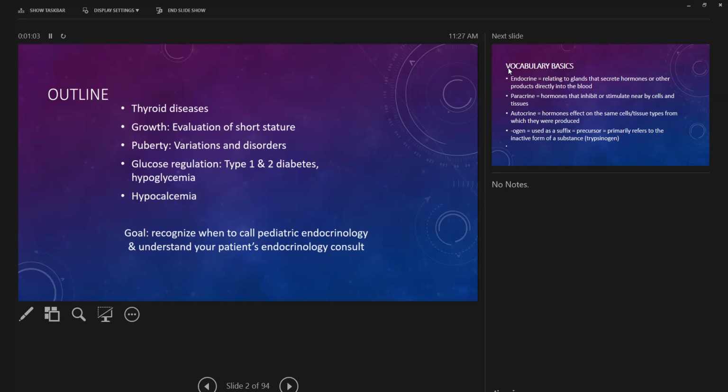calcium physiology. The goal is really, as far as a clinician goal would be, to be able to understand when things are abnormal and most likely out of the scope of primary care, and allow us to then refer to an endocrinologist for evaluation or get a consultation with one.